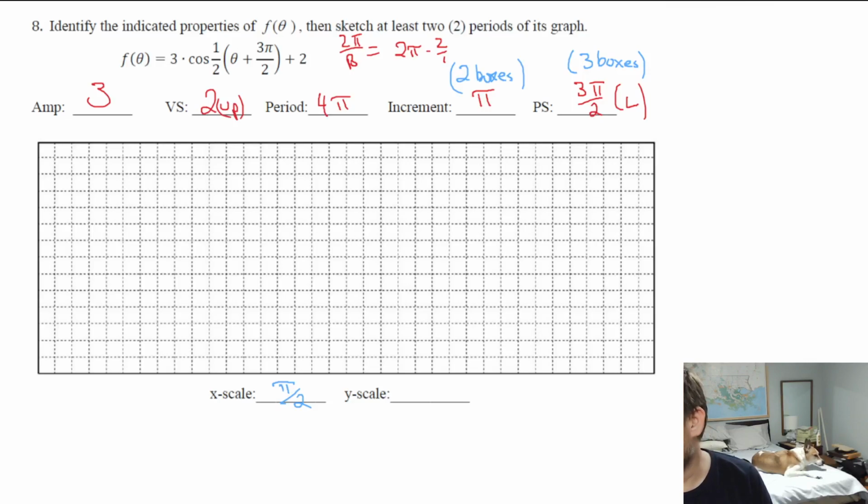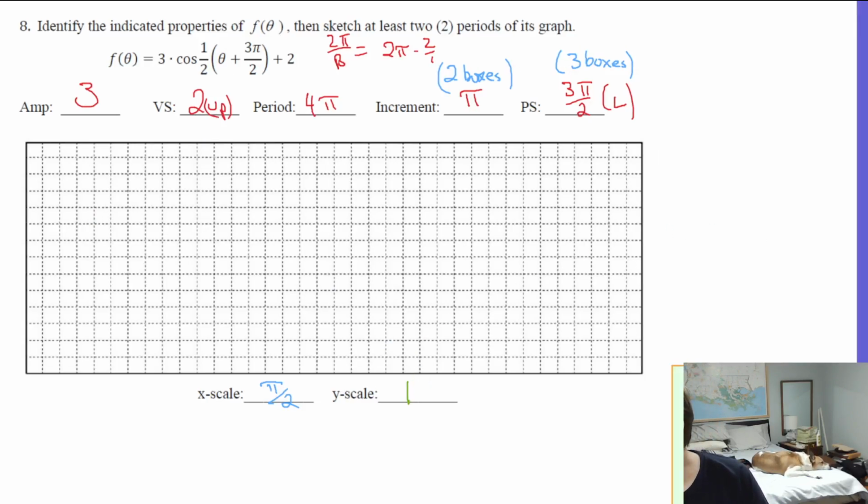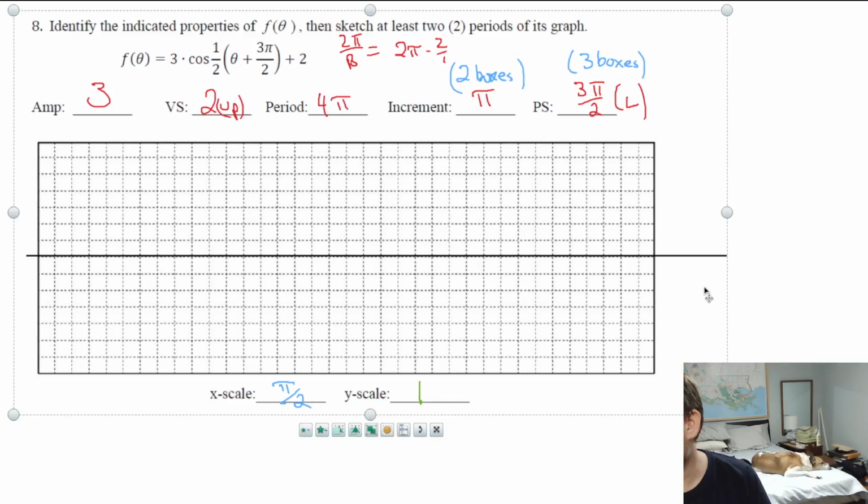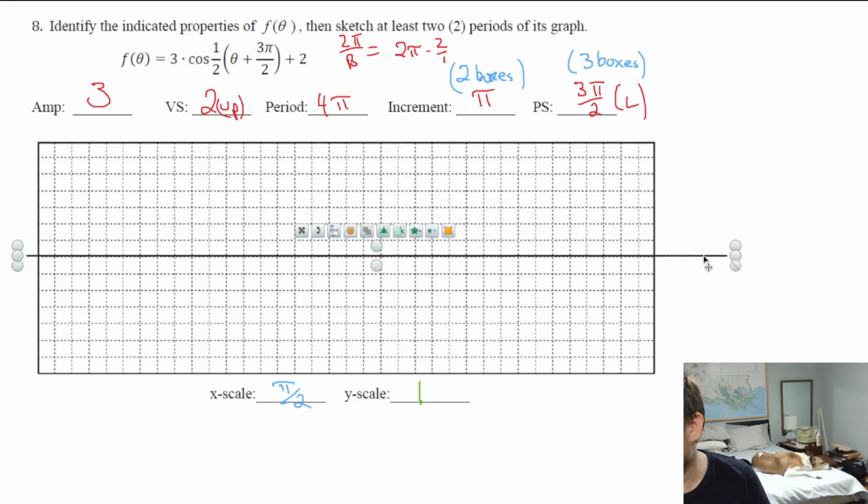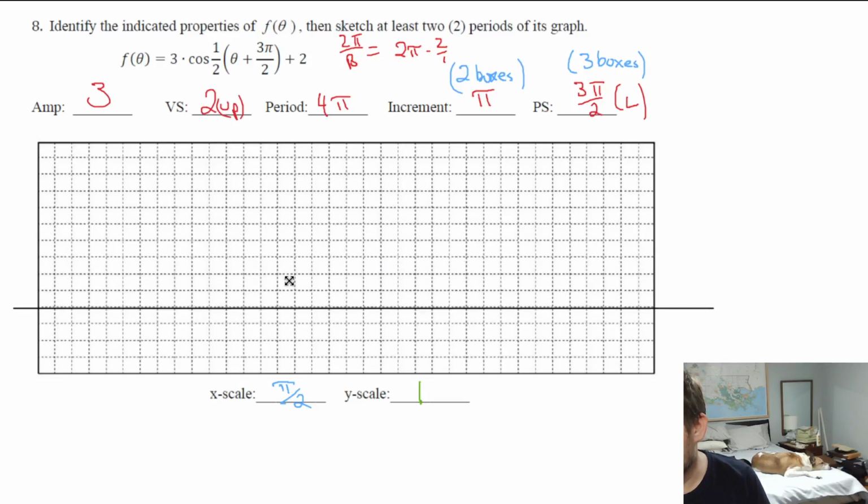Alright, what else? The y scale is pretty self-explanatory, like it almost always is. We got a 3 and a 2, so go by 1s. All right, now, what are we doing? We're going up 2, but we also have an amplitude of 2. So I would not put my line right smack dab in the middle. I would bring it down a little to account for the vertical shift. So I'd bring it down to maybe almost here.